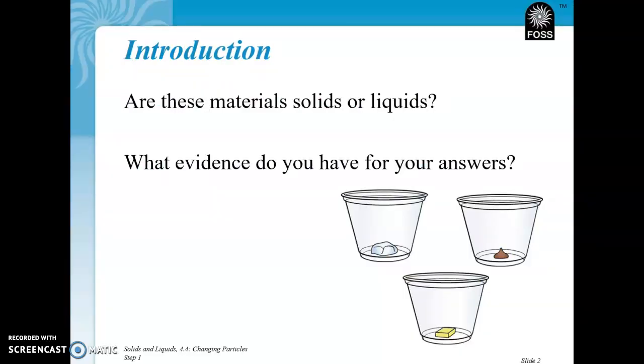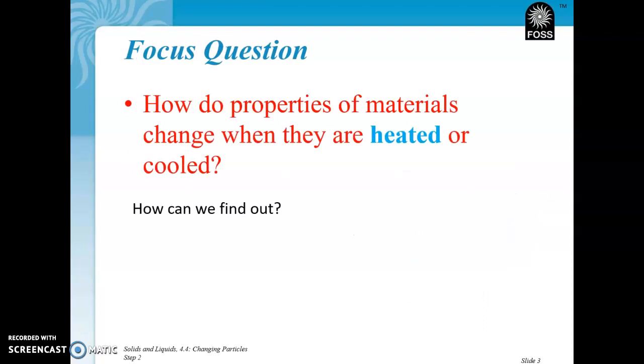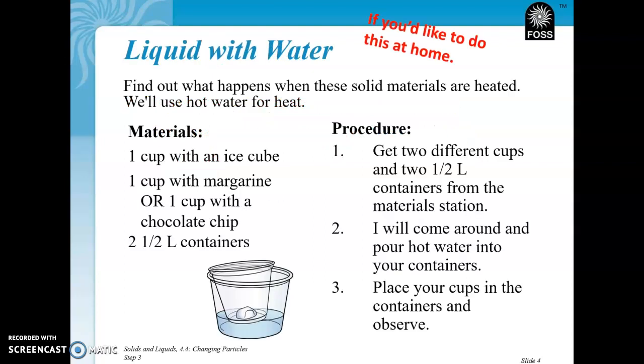In today's lesson, you are going to be answering the essential questions: are these materials solids or liquids? And then what evidence do you have for your answers? Our focus question is, how do properties of materials change when they are heated or cooled? And then how can we find out?